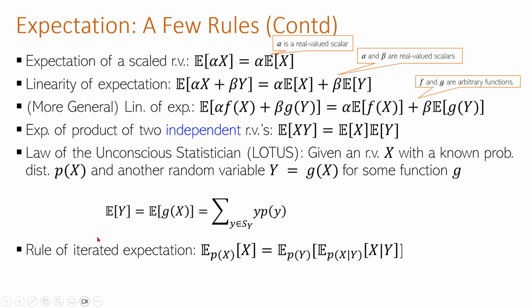And the last one, the rule of iterated expectation. E subscript p of x is equal to E of E subscript p of x given y. This is what is called the rule of iterated expectation. Now let's see one example, and let's wrap up this expectation concept.